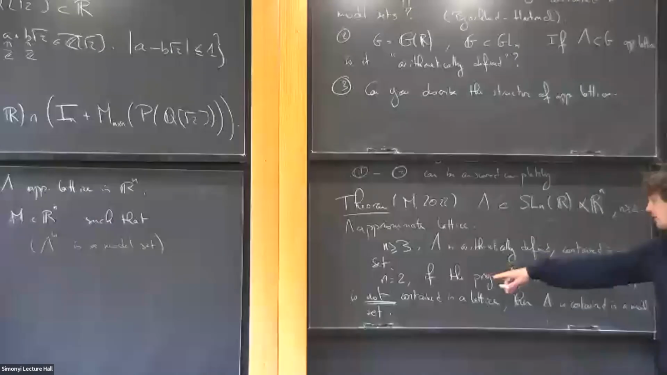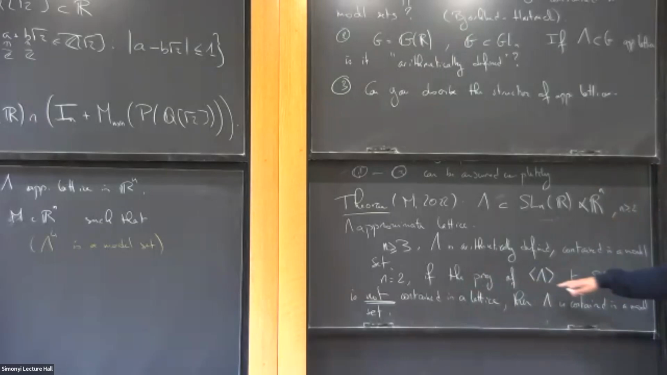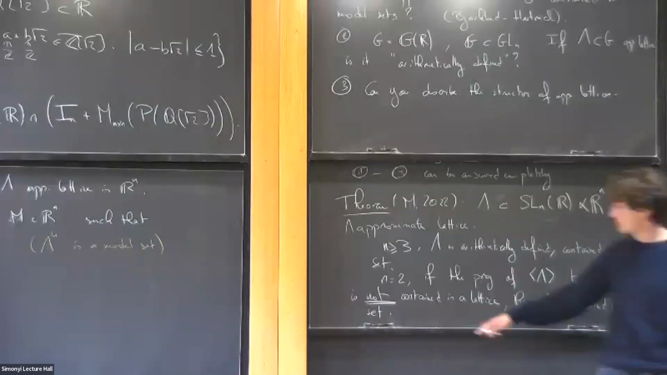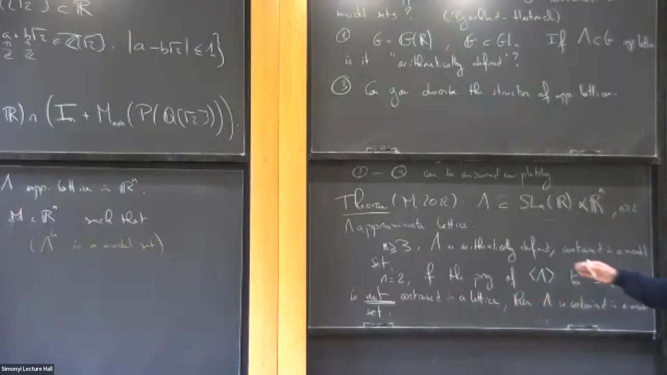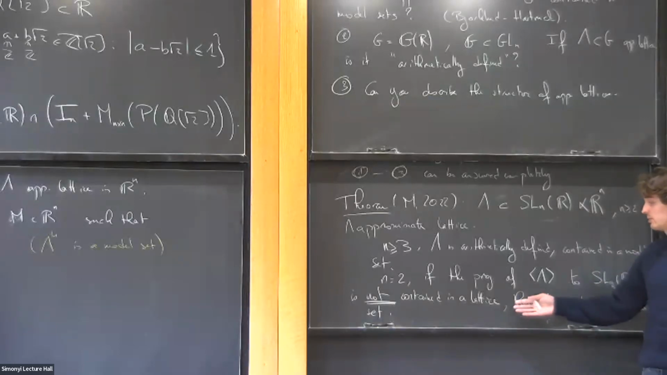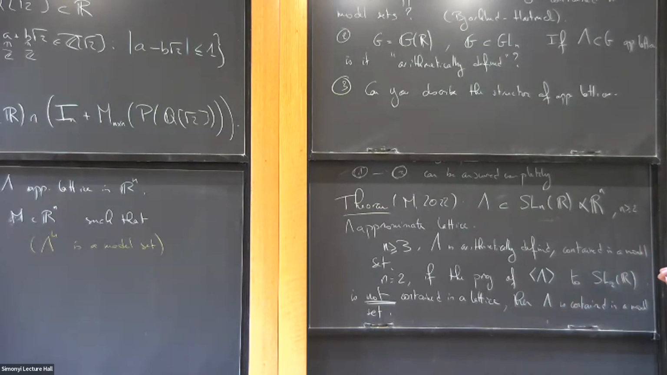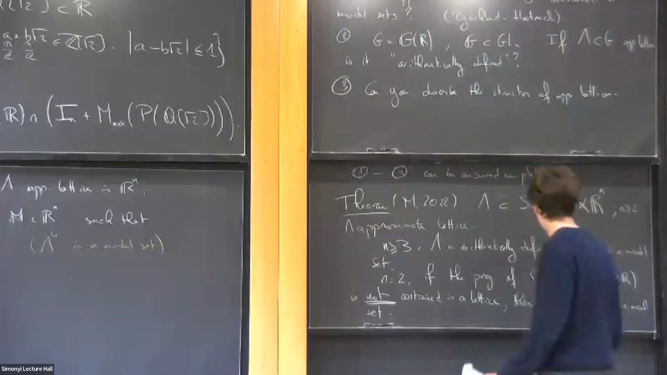So I'm trying to avoid this case, and that's why I asked that the group generated by lambda projects to something that is not contained in the lattice. That avoids the case where it projects to a non-arithmetic one. Exactly. It's a similar assumption as saying that it has dense commensurator. And so that's why it avoids the non-arithmetic case.